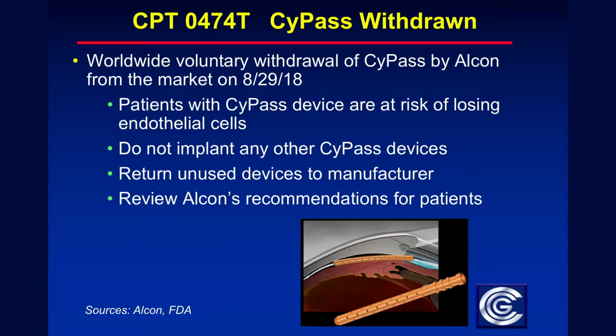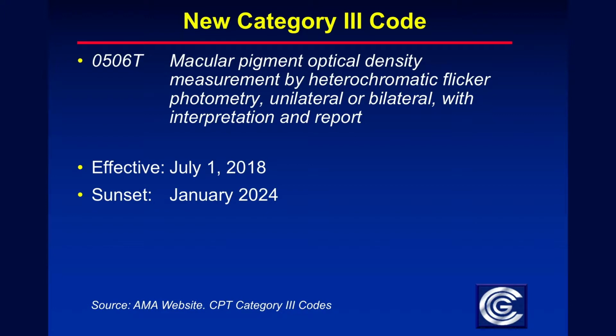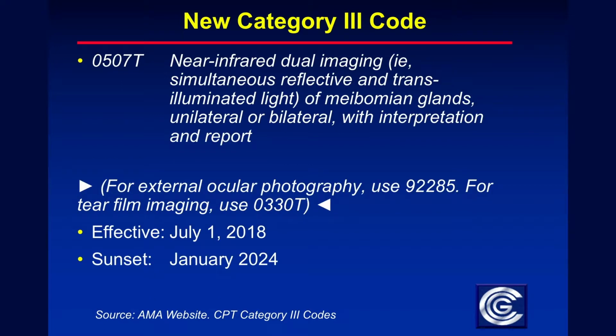For more information on this important topic, we've prepared a separate webinar with a number of different clinical vignettes. 0506T is a new Category 3 CPT code that took effect in July 2018 and appears in the 2019 CPT manual for the first time. It is used to report macular pigment optical density measurement by heterochromatic flicker photometry. Another new Category 3 CPT code is 0507T, near infrared dual imaging of meibomian glands.